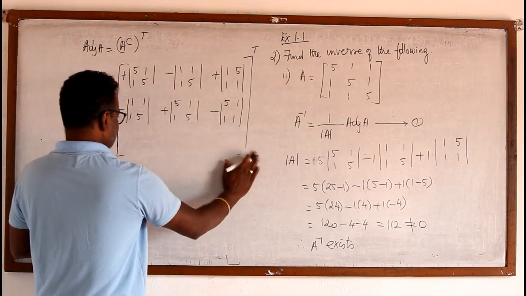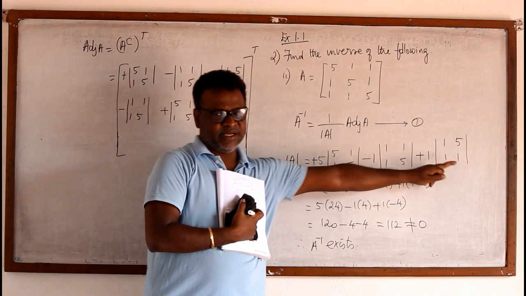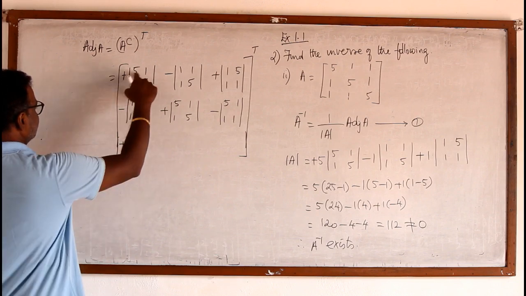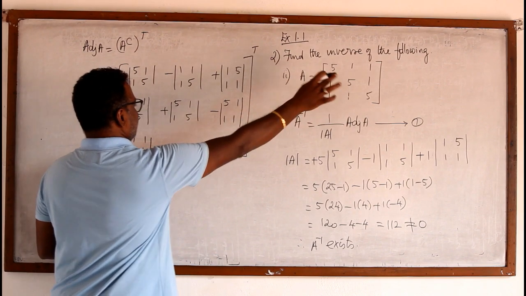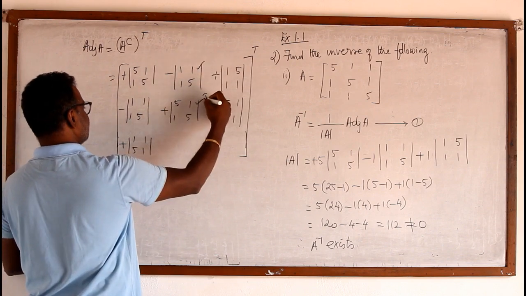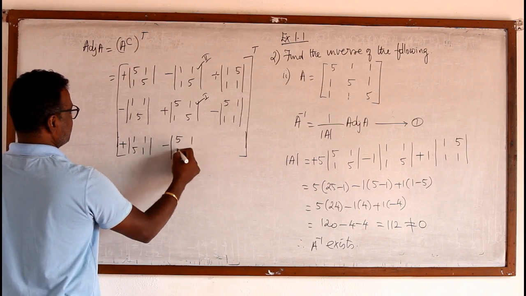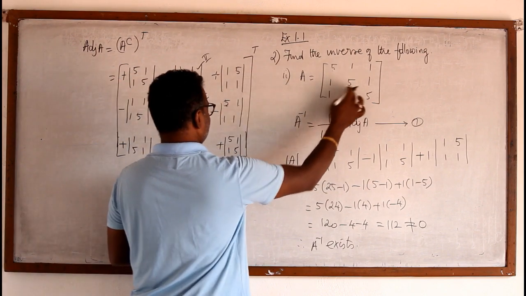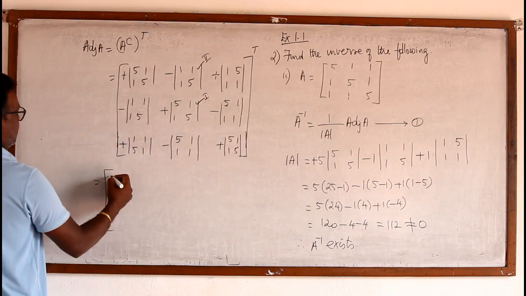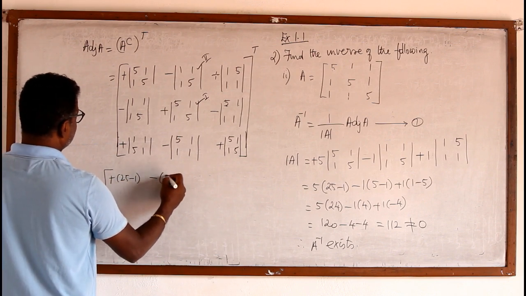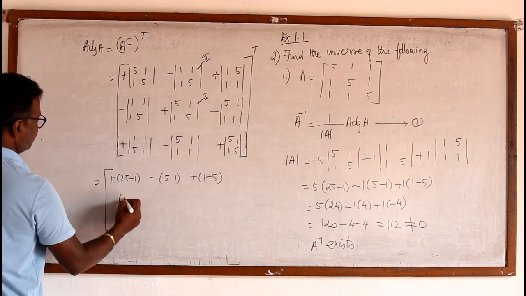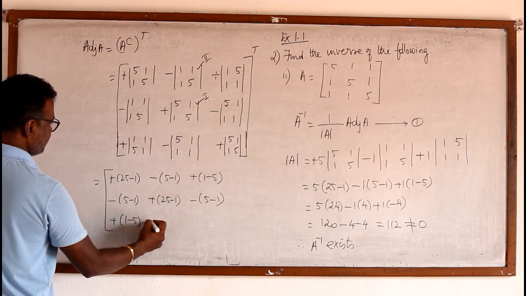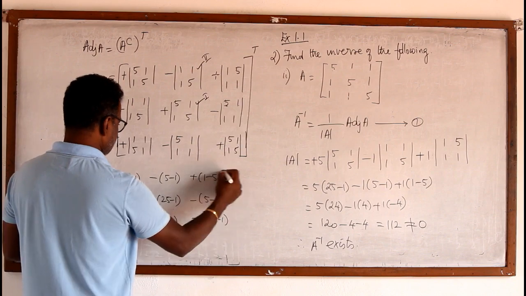Now the third row. Are you able to follow? The first row I copied from here, the second row I found. For the third row, listen here. Write this one first, that is 1 1, then 5 1. Check it: 1 1 5 1. Then the second one, first this, second this, minus 5 1 1 1. Correct? Plus, first this 5 1, second one is 1 5. Check it: 5 1 1 5. That's all. If I simplify, that gives me the adjoint. So it is plus 25 minus 1, minus 5 minus 1, plus 1 minus 5, minus 5 minus 1, 25 minus 1, the transpose.